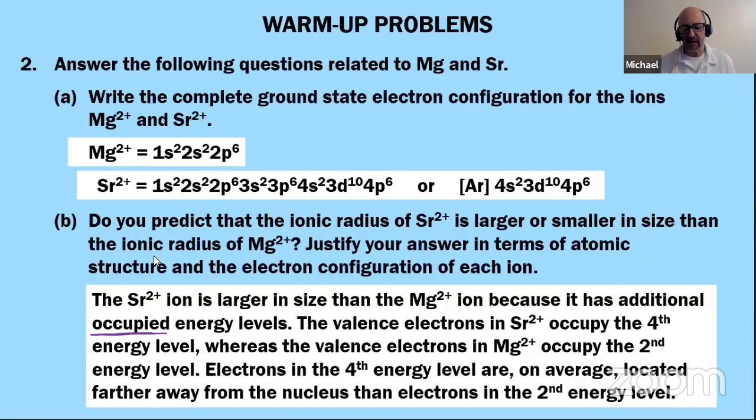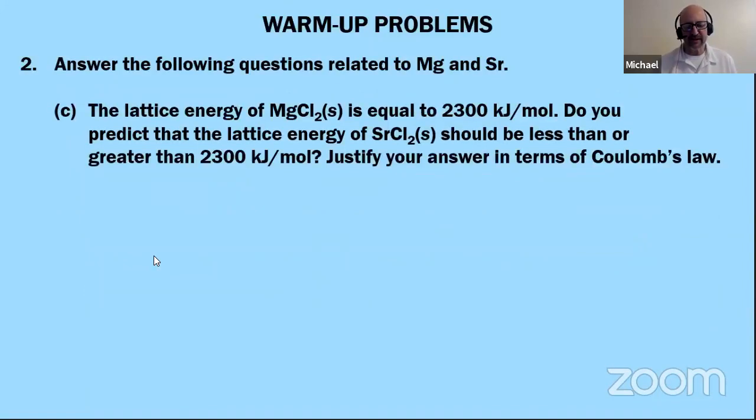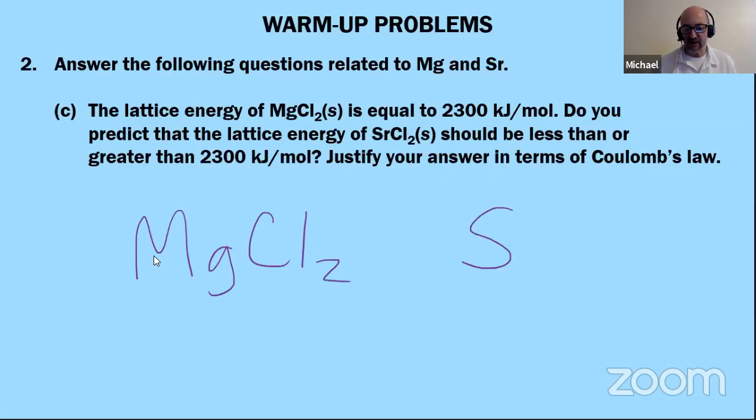So that answer is clear, representing an understanding of atomic principles. So be careful when you write your answers. More electrons or more energy levels would not be a sufficient answer to this question. All right, we had a part C. We're talking about comparing the lattice energy of magnesium chloride with the lattice energy of strontium chloride. Now, Coulomb's law has to do with both charge and distance.